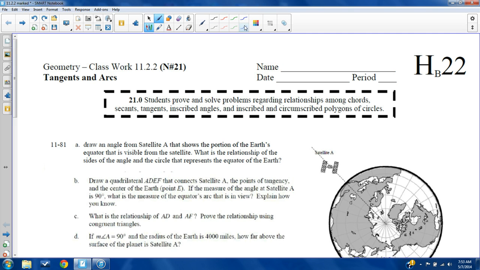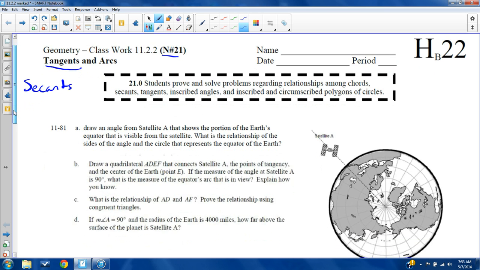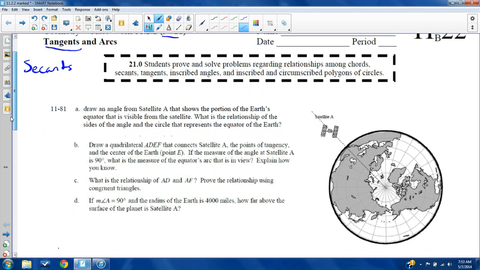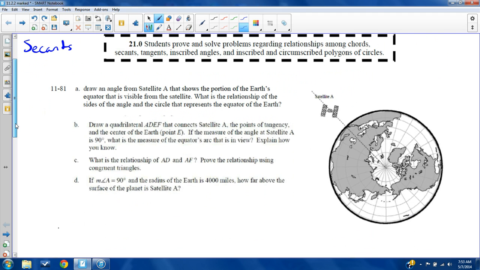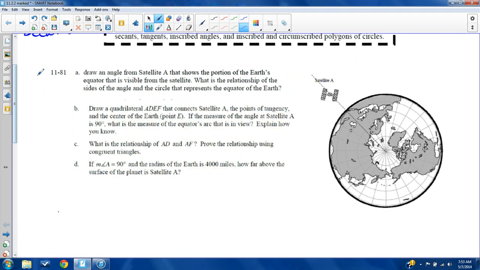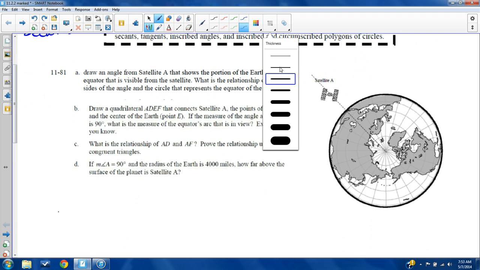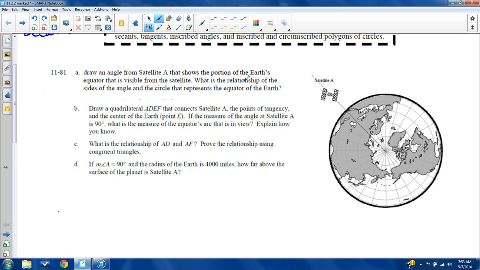This is N number 21. We are looking at tangents and arcs, and we are going to learn something else called secants later. Secants and tangents are two different things involving lines and circles. Rules are going to get kind of iffy because there are a lot of them, so it's all about recognition of stuff. Before we looked inside the circle, now we're going to look outside the circle as well and say how it matches with things inside the circle.